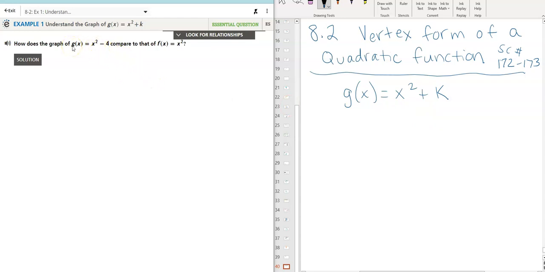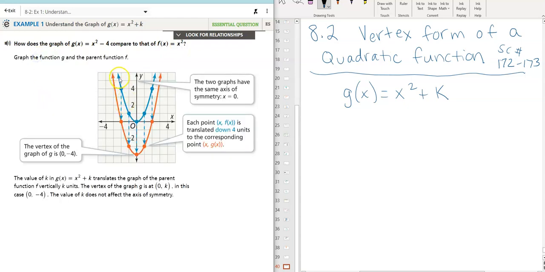So the function g of x, which equals x squared minus 4, we're comparing this to our parent function again, okay? So we're going to take a look. Our parent function is in blue, and then our new function, g, is in orange here. And we want to look and compare what is happening to the parabola. What is k doing to our parabola? So what you can probably tell is that the two graphs have the same axis of symmetry, 0, okay? And that each of these points are directly translated vertically down 4 units, okay?